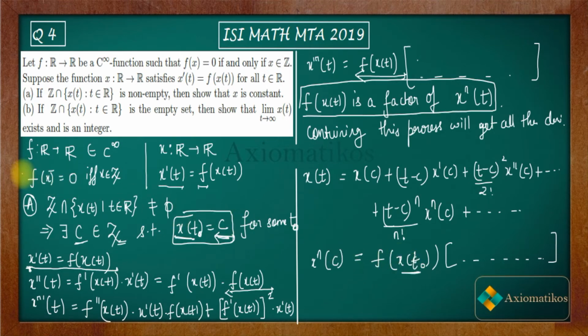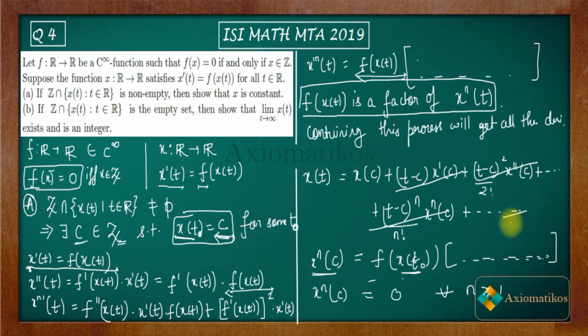Now you know that for an integer your function will give you 0. So whatever terms are here, we don't care about them, because we know that for every derivative f of x(t) is a factor of this derivative. So this thing is 0, and 0 multiplied with this, you got 0 as your answer. That means x^(n)(c) is 0 for all n greater than or equal to 1. Got my point or not? So every derivative which I have written here is actually 0, so everything will be cancelled.